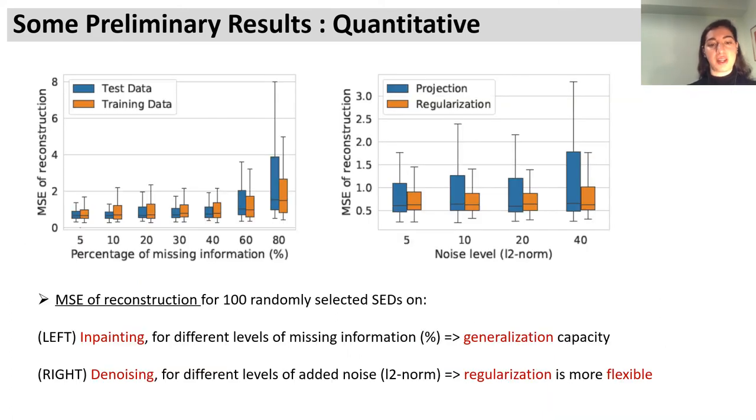Here we see the reconstruction error for a set of randomly selected signals. On the left, we see the error for different percentages of missing information, and we compare the performance between test and training data. From this graph, we can infer that our network displays strong generalization capability, which is important for our task. On the right, we see the reconstruction error for different levels of noise, and we compare between the two approaches to the reconstruction, projection or regularization. We can see that the regularization flexibility can be useful for this problem.